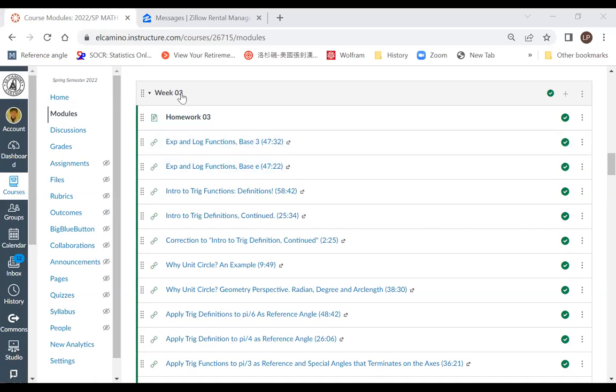So in week 3, you can see in these lessons, we have covered exponential and log functions, base 3, base E. These are the sections, if you would like to review how those functions are graphed, and how the domain and range are discovered. That's where you can go back to.